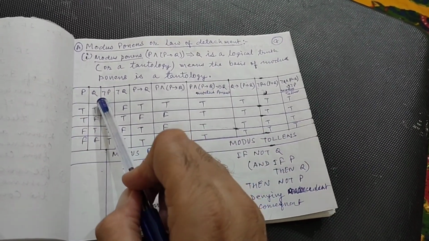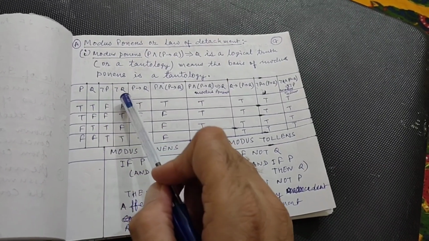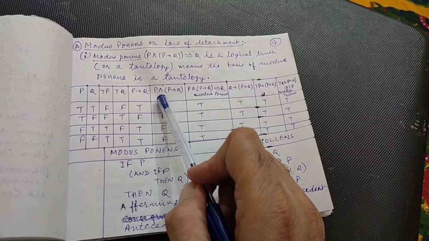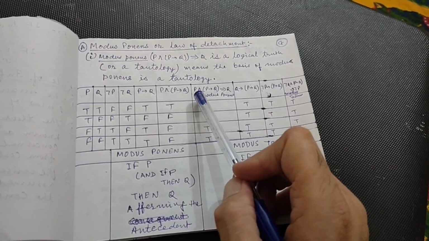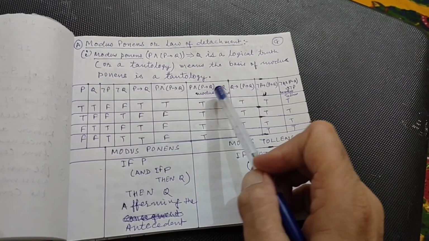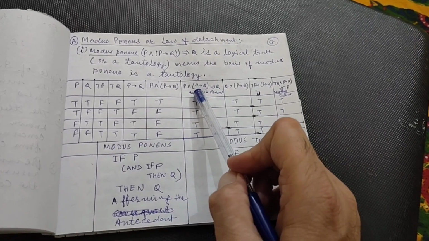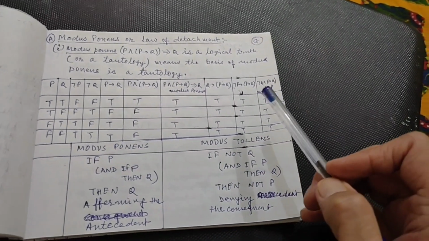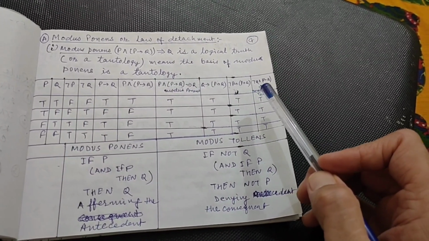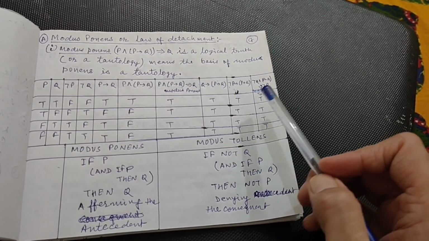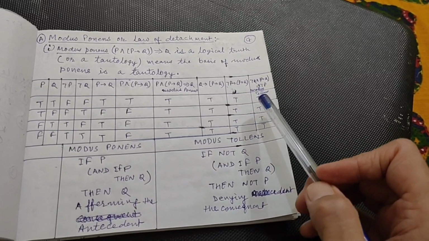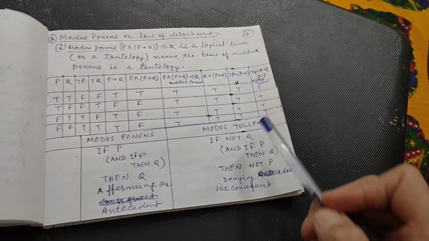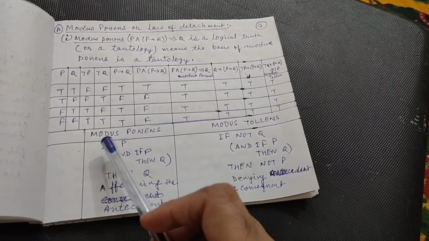P and Q are two statements, not P, not Q. P implication Q; P and P implication Q implies Q is modus ponens. So this is a tautology. In the same way, not Q and P implication Q implies not P is modus tollens, which is also a tautology, which we can represent like this.